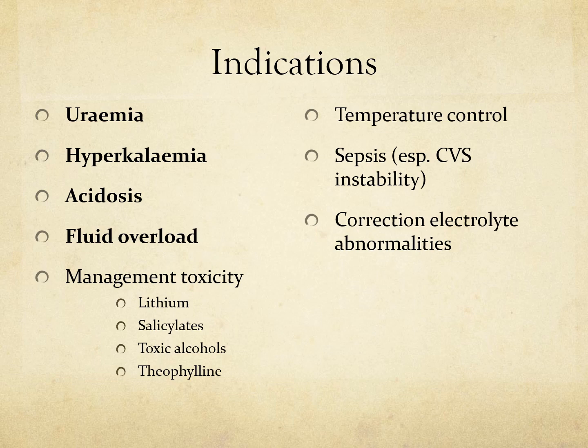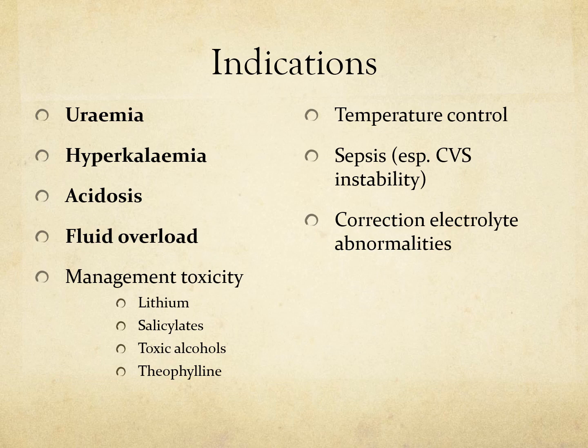So indications that we might start renal replacement therapy on critical care would be things like symptomatic uremia, hyperkalemia, refractory acidosis, refractory fluid overload, specific management of drug overdose or toxicity, in particular lithium, salicylates, toxic alcohols like methanol, methylene glycol, and theophylline toxicity. Other less common reasons to use it would be temperature control. Using an extracorporeal circuit is a very effective way of adjusting the patient's temperature, particularly in hyperpyrexia.